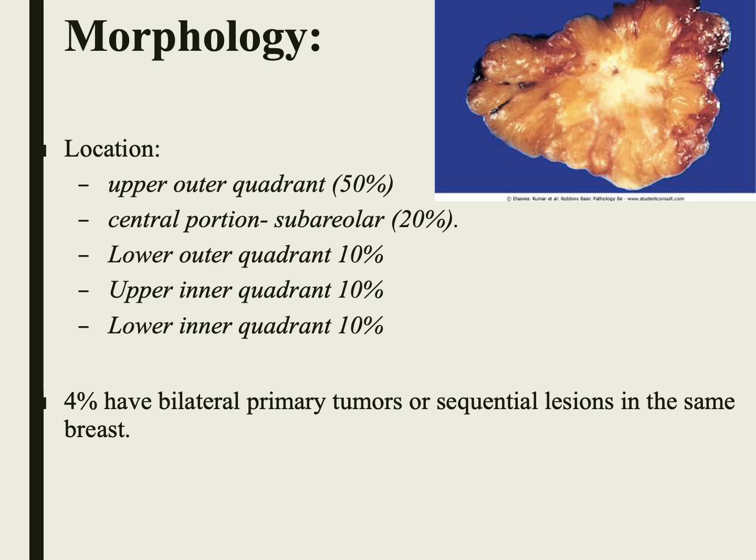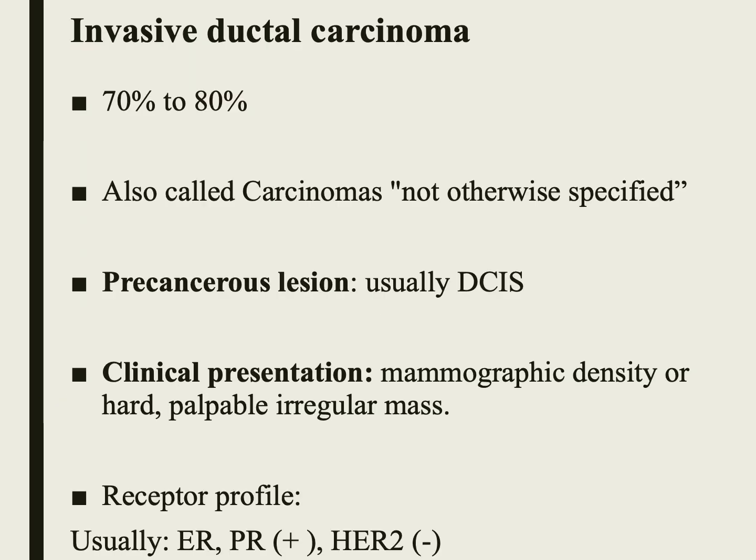About 4% of women with breast cancer have bilateral primary tumors or sequential lesions in the same breast. Invasive ductal carcinoma is the most common histologic subtype of invasive breast cancer, accounting for 70 to 80% of cases, and it's also called carcinoma not otherwise specified. Usually, this lesion is preceded by a precancerous lesion called ductal carcinoma in situ.